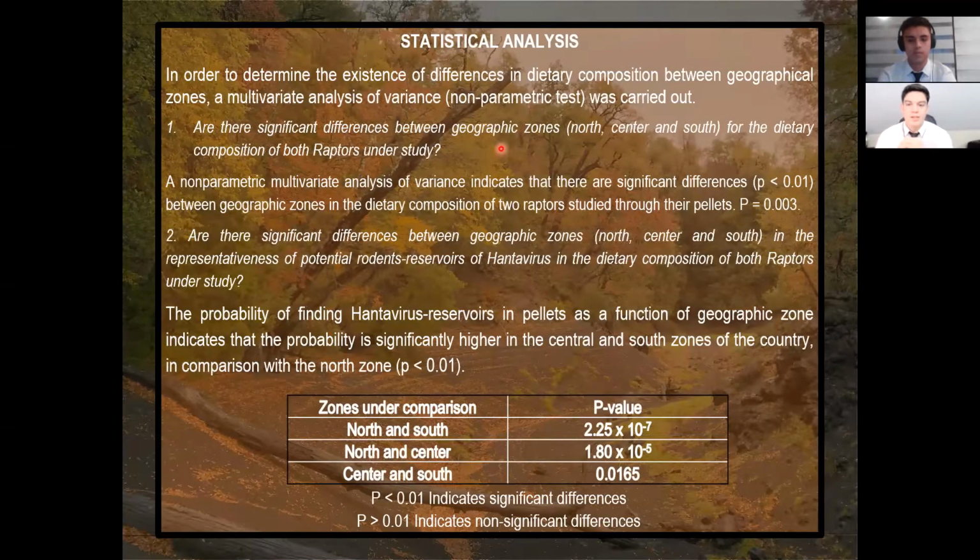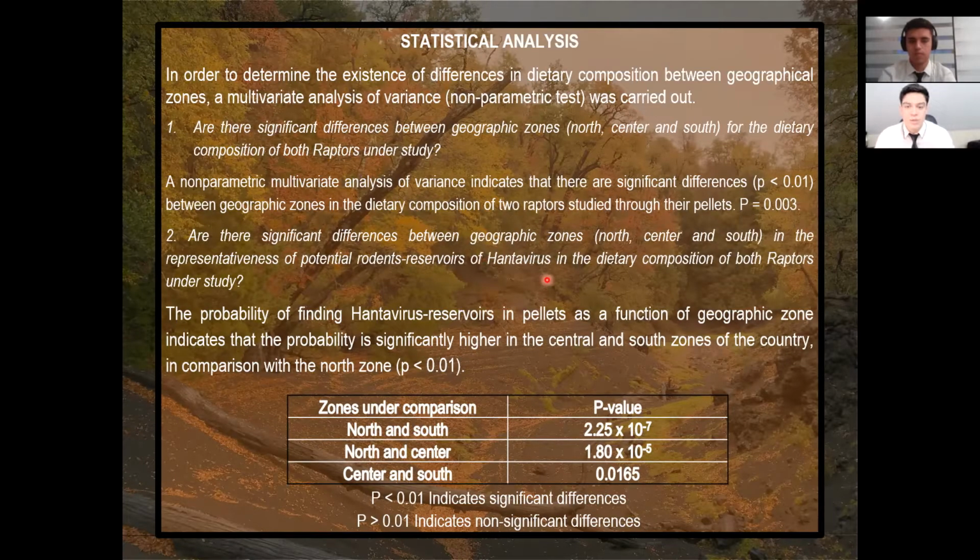For the statistical analysis, we created 2 questions. The first one was focused on knowing if the composition of the diet of both raptors between the areas was different. So we carried out a non-parametric multivariate analysis of variance with a 99% level of confidence, and we obtained a p-value of 0.003. This indicates that there are significant differences between the diets.